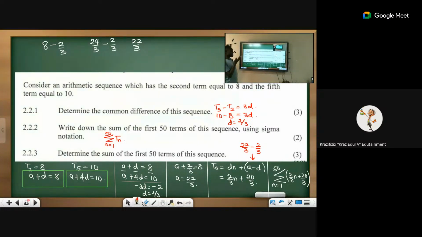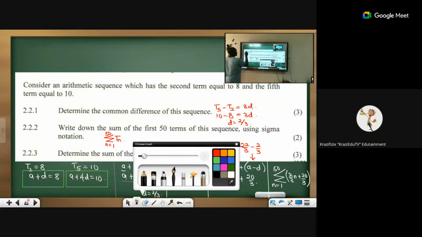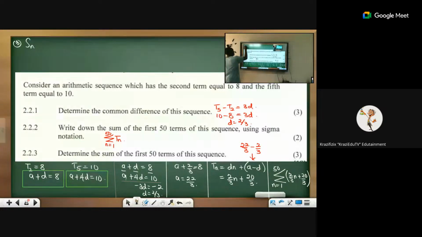Determine the sum of the 50. Let's do that on top. Sum of the 50. We're looking for Sn, right? Number 3. Sn, can we just use this one? What is N? 50. What is A? 22 over 3. What is the last term? What do we sub in? 50. 100. 120. 40.